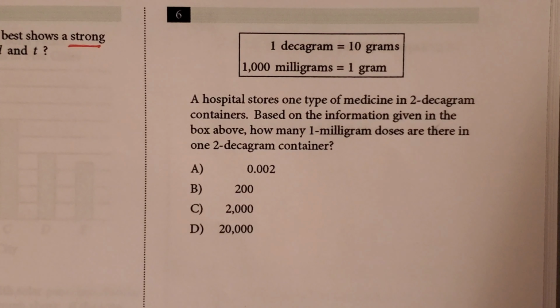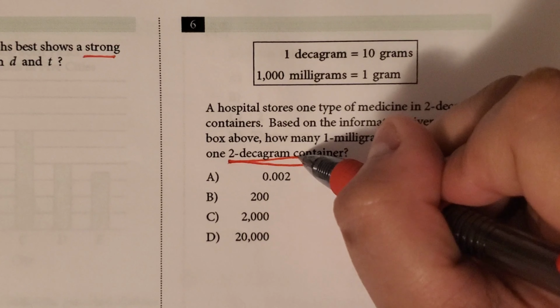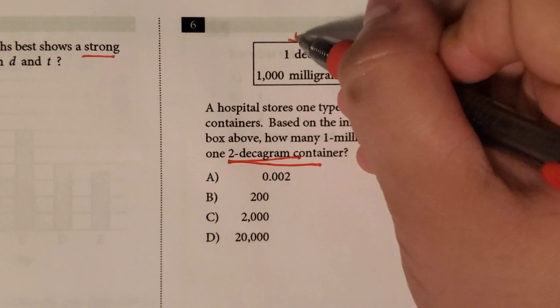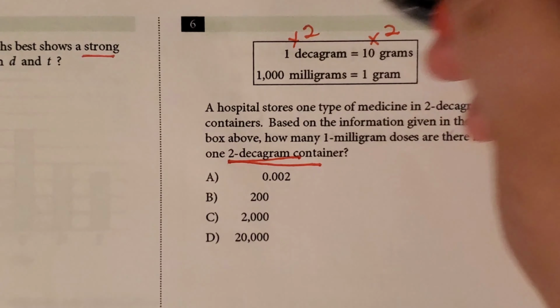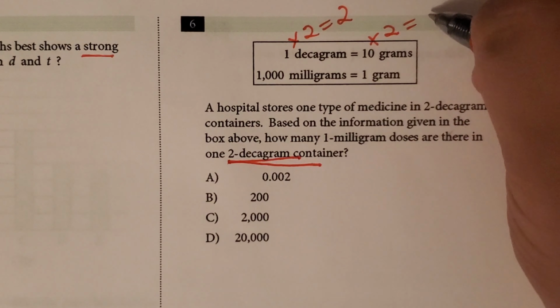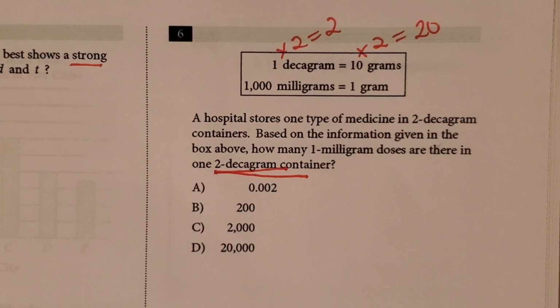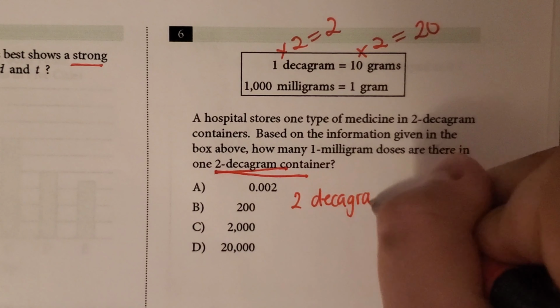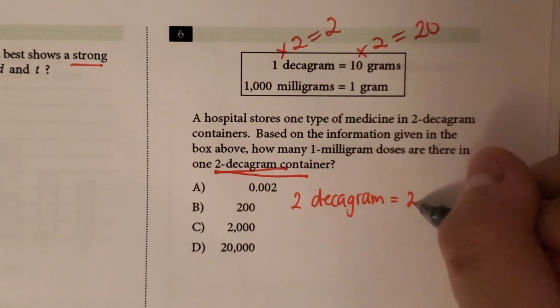Moving on to question 6, the question reads, a hospital stores one type of medicine in 2 decagram containers. Based on the information given in the box above, how many 1 milligram doses are there in one 2 decagram container? 2 decagram will be equal to 20 grams because we're basically multiplying these two given information by 2. Therefore, we know that 2 decagram is equal to 20 grams.